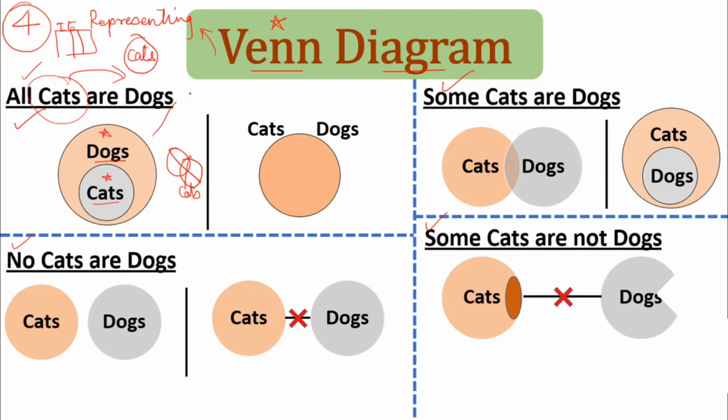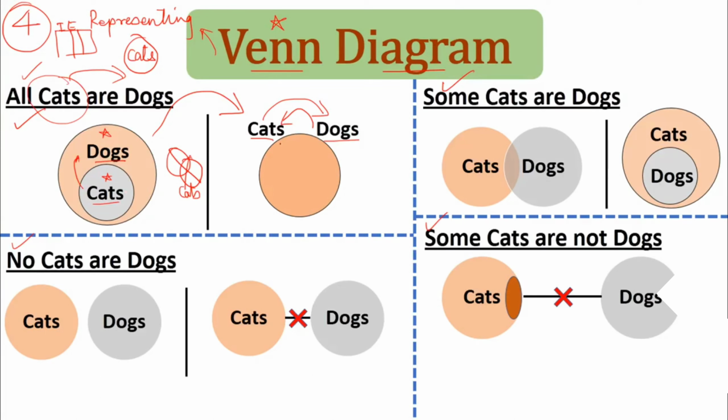Another way to represent it is this, where the circle of cats and dogs coincide. Same circle is for cats, same circle is for dogs. This means that all the cats are dogs, but this also means that all the dogs are cats, because both have the same circle. Here you can say all cats are dogs, but you can never say all the dogs are cats.